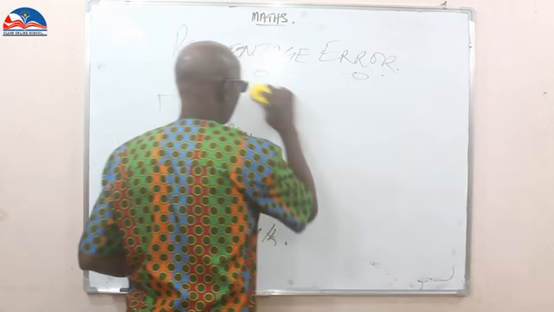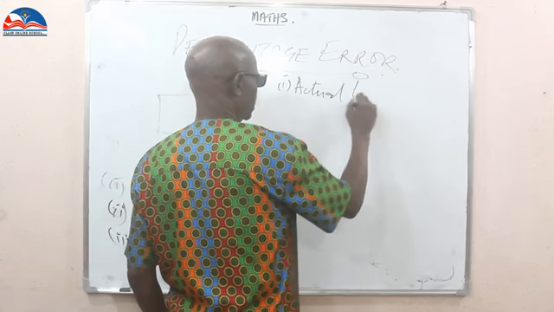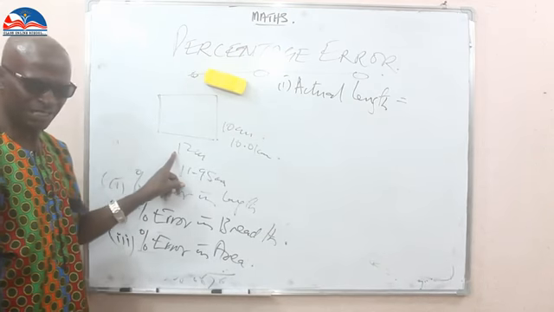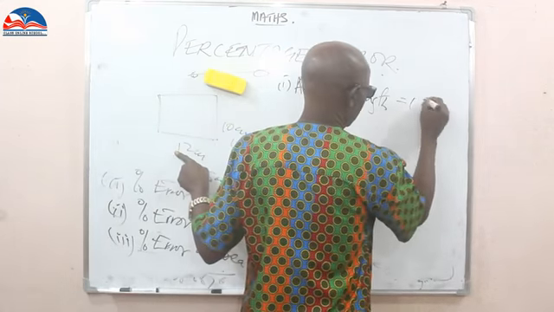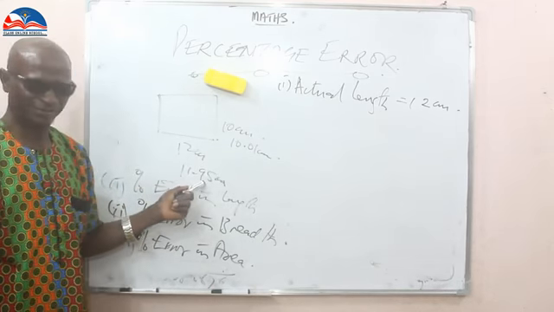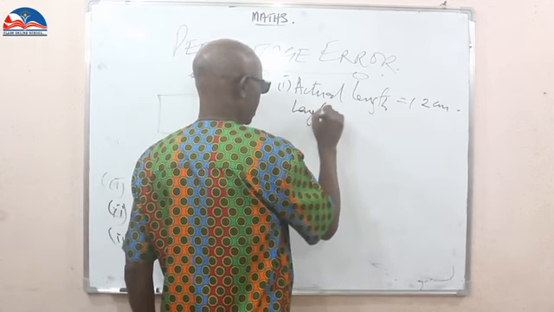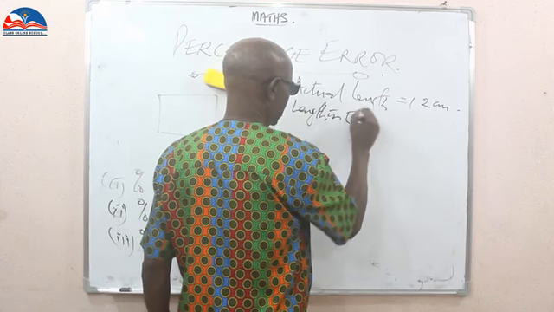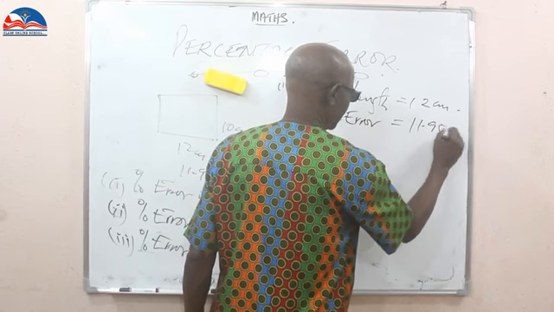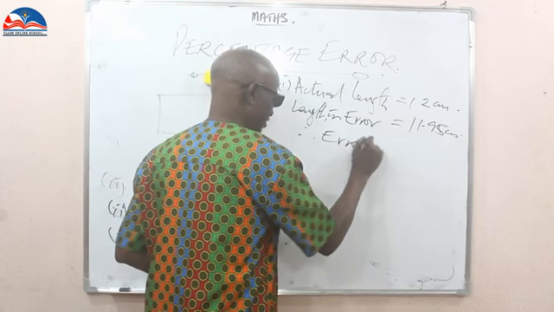We start, what is the actual length? Number 1, actual length. The actual length here is 12 cm. Now what did you get in error? 11.95. Now in error, it's the length in error. The length in error equals 11.95.